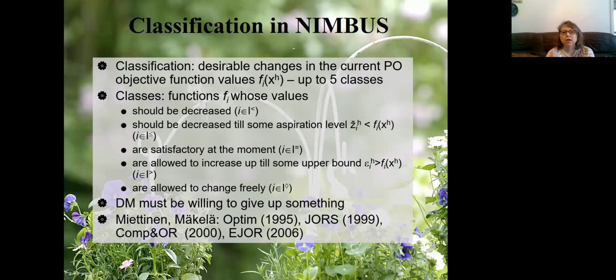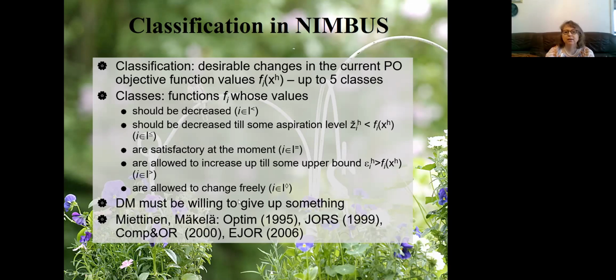So the classification, we have up to 5 classes available. So as said, the decision maker sees the current Pareto optimal objective vector, and for each of the objectives, the decision maker says whether one wants to improve, that is decrease the function value as much as possible, or improve but only till some bound, or whether the current value is satisfactory, or whether one allows the function value to get worse till some bound to make space for some others to get better, or whether one allows some function to change freely to see what kind of changes would take place in the other objectives.